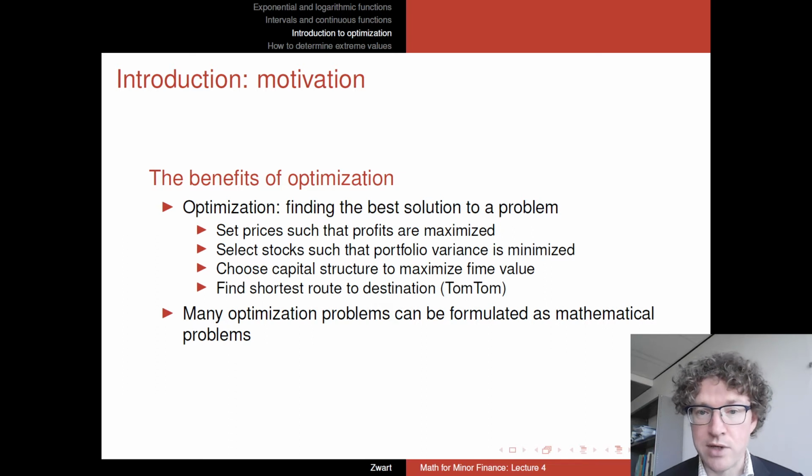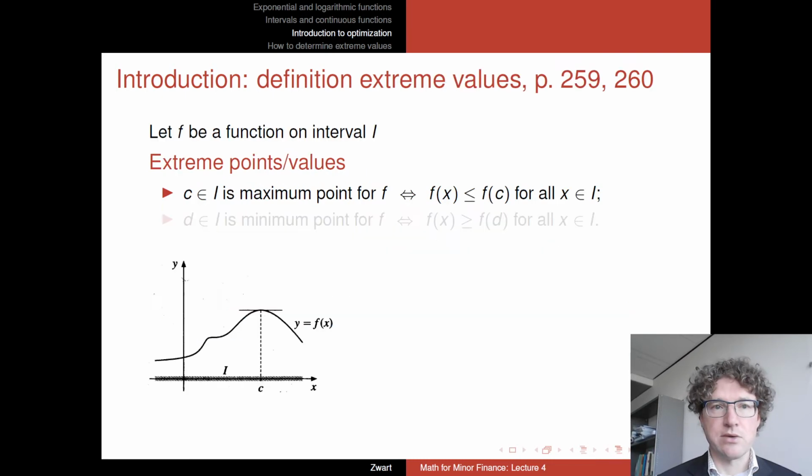That is solved by your Google Maps or your TomTom or whatever you use to solve that problem. So many of these optimization problems can actually be formulated as mathematical problems in the form of: we have some function, and I'm interested in what's the maximum or the minimum value of this function, and at what input, so at what value of x, is this maximum or minimum attained. So we want to figure out ways of finding such an optimum to a particular function that we're given. And that's what optimization is all about.